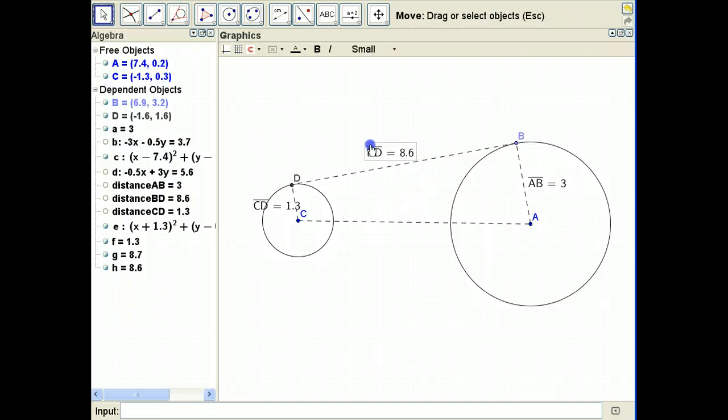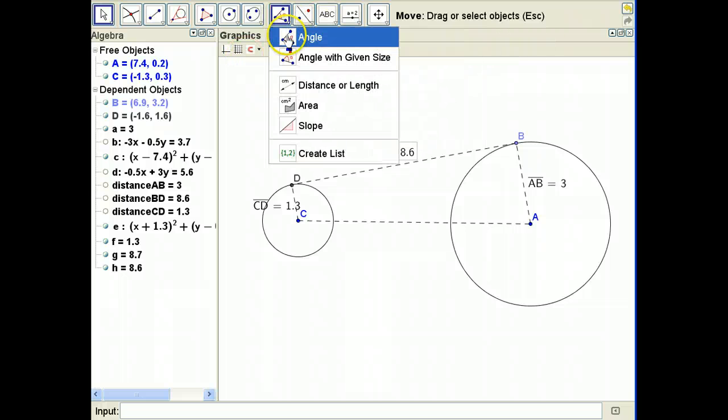Alright, so now we have the 8.6, and the goal is to figure out how far it is from C to A, or A to C. The key lies in recognizing that there is a rectangle inside of that quadrilateral. It's not obvious when you look at it, but because this is a tangent, it makes a 90-degree angle here and a 90-degree angle there. We can confirm it by measuring the angle.